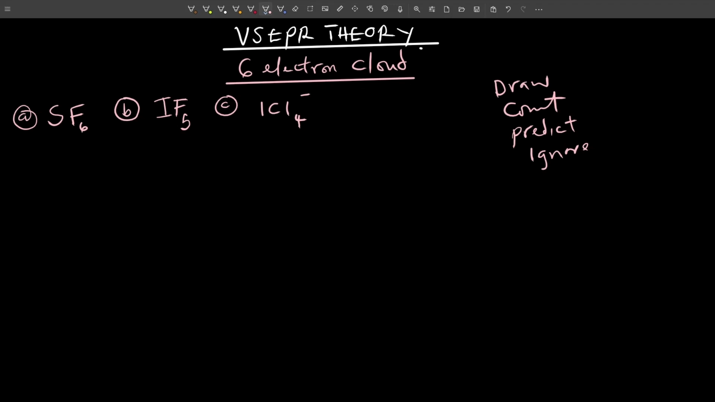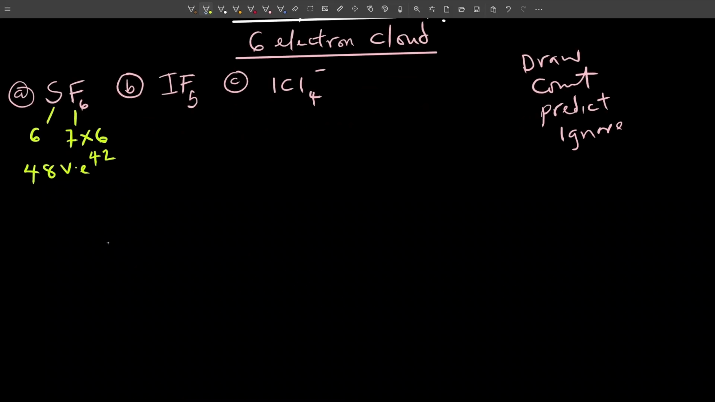So let's start with the first one, SF6. S here has 6 valence electrons, and F has 7 valence electrons times 6. That will give me 42 valence electrons, plus 6 will give me a total of 48 valence electrons. So the central atom here is sulfur. Sulfur has a lower electronegativity.